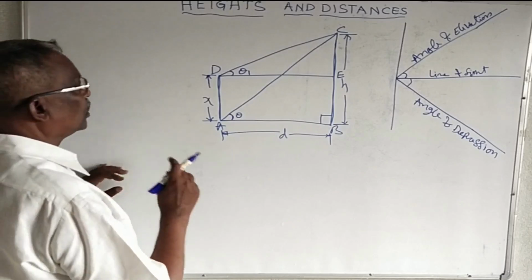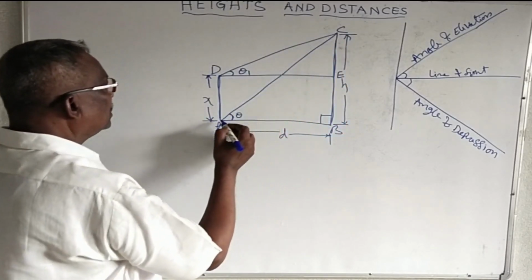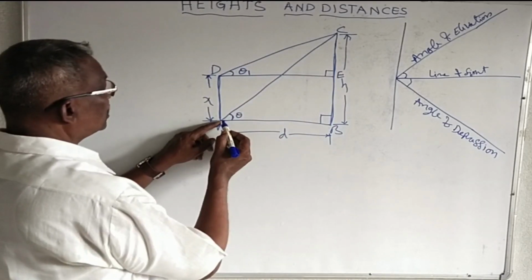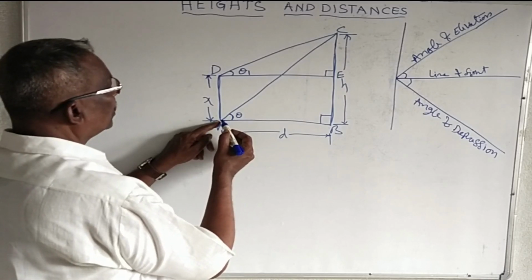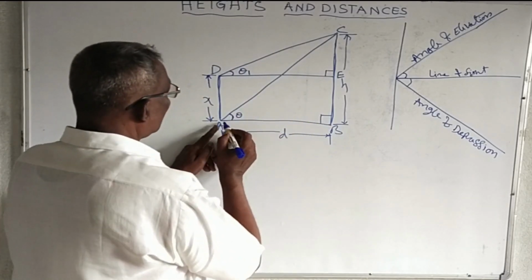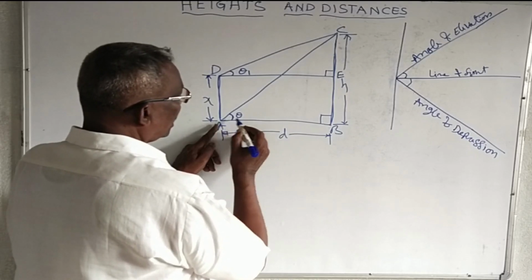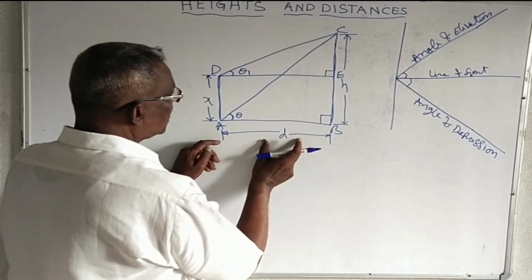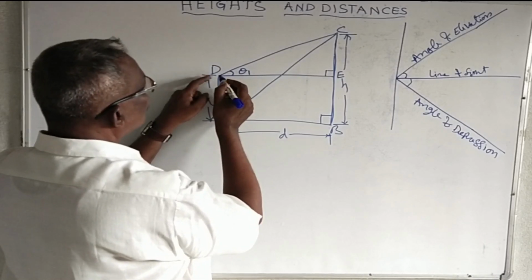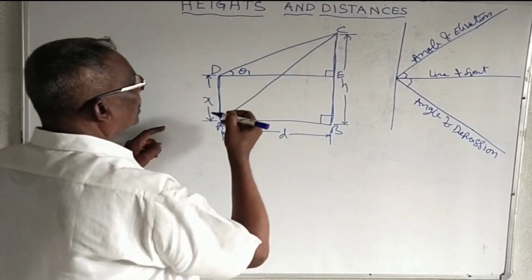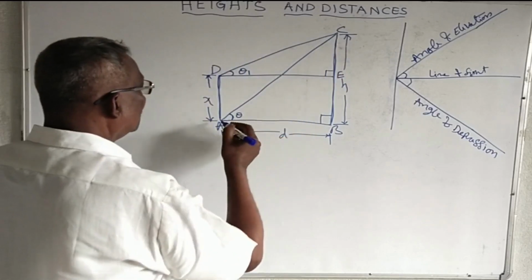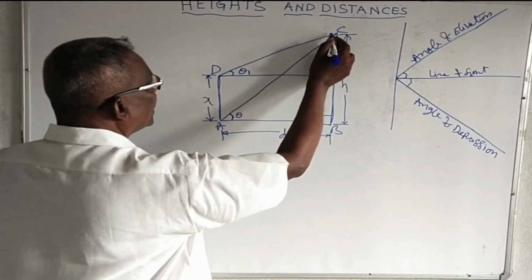Here also there are two triangles. The first one is one right angle triangle, and the second one is the other right angle triangle. But here he observed the top of the tower from the bottom with an angle of elevation. In such a condition, the distance between the observer and the bottom of the tower is the same, D. Again, he went to the first floor, some height, and from there also he observed the top of the tower, but here also the distance is the same. This is one right angle triangle, and this is the other right angle triangle.